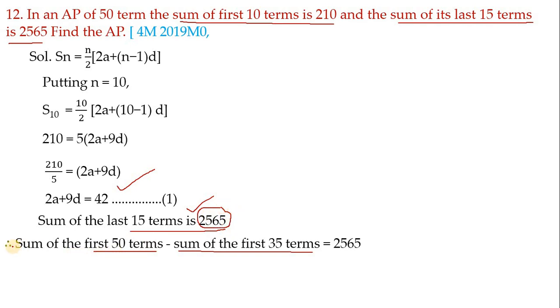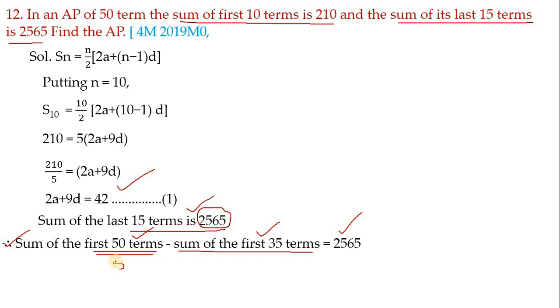So that we can write like this also. Sum of first 50 terms. We don't actually know the sum of 50 terms. In the 50 terms sum, if you subtract sum of first 35 terms sum, definitely you will get the sum of last 15 terms. Let me understand like this.